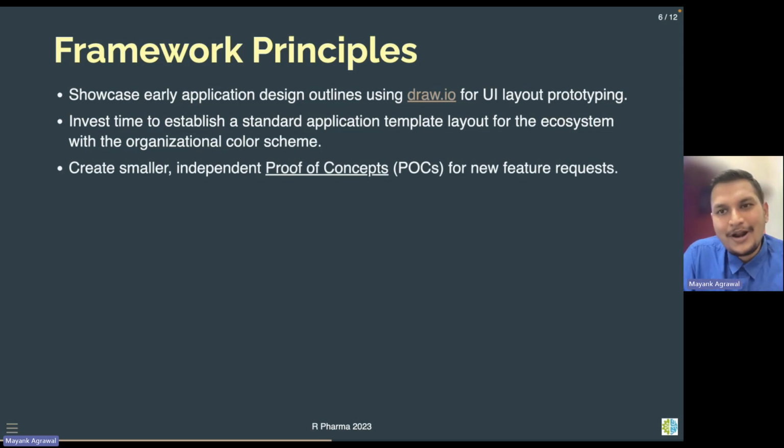We then created smaller independent POCs, or proofs of concept, right from day one till the project was running up. We treated each new request as a smaller proof of concept so that we could go back to the biostats, show them what they needed, and then get their approval, or we could fix it if it was not working as needed.